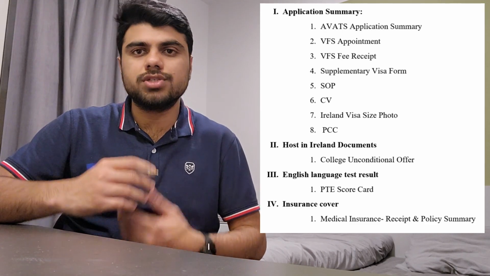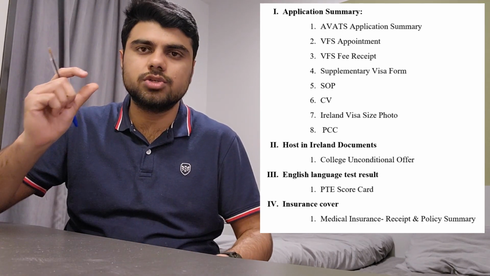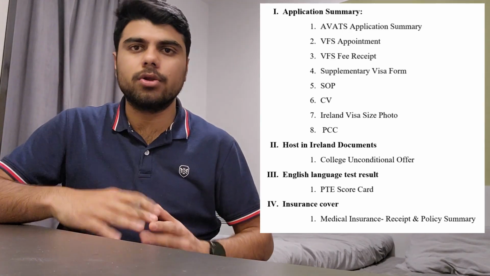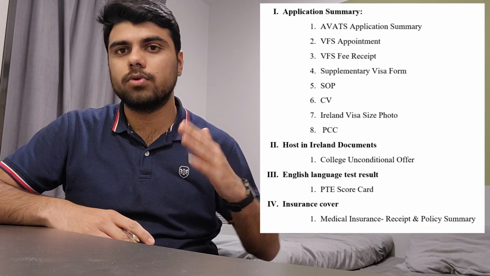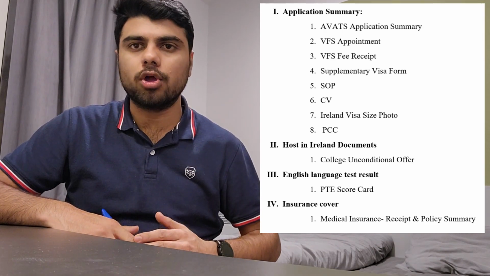And initially, when you start filling out this AWAT's application form, you'll get an IRL registration number, and this registration number is very much important. You need to make a note of it, and it's very much important in the due process, and also you need to mention that in other documents.